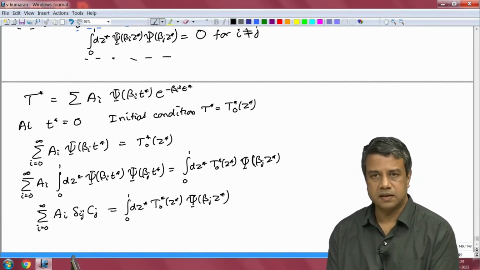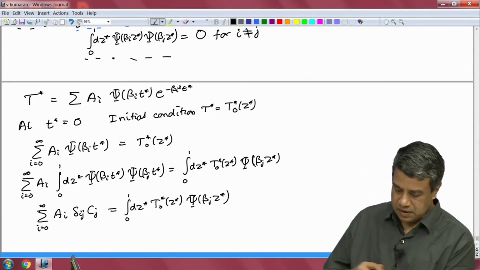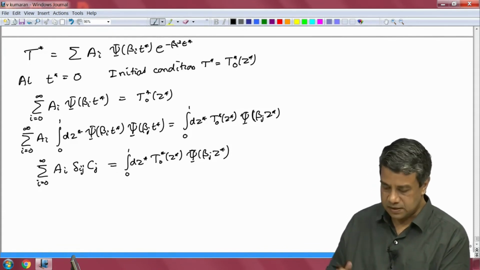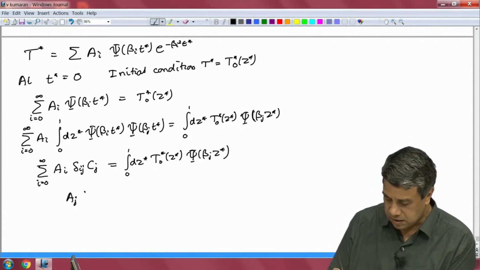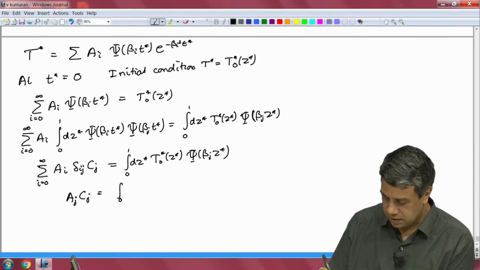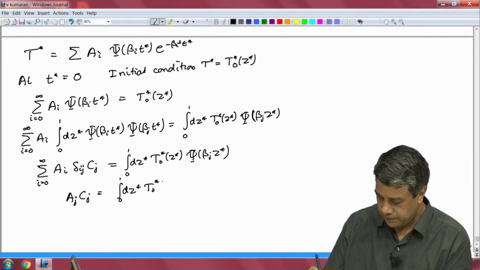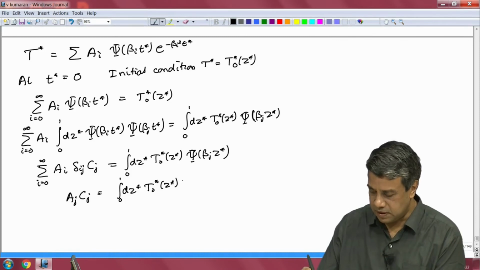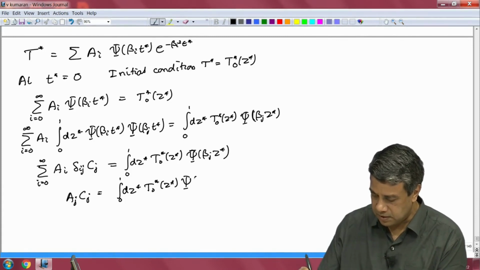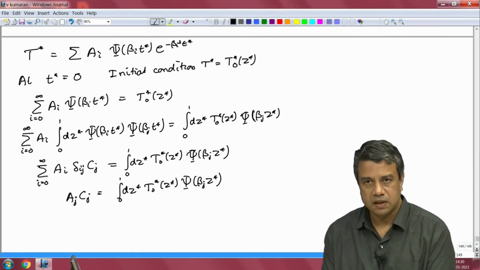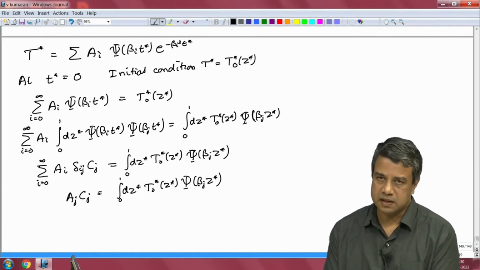So, we are guaranteed that this solution exists, and since the summation is over all i and delta i j is non-zero only when i is equal to j, I get A j times C j, where T naught is the initial distribution at time t equal to 0. And because of this, we can evaluate each coefficient individually because of this orthogonality relation.